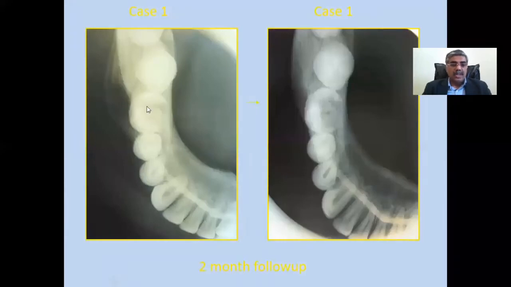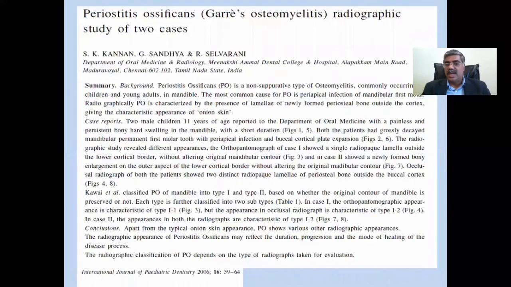Once the source of infection is removed, there will be gradual, slow remodeling of the bone. And these two cases have been published as a paper by me and my colleagues. The title is Periosteal ossificans, radiographic study of two cases. It was published in the year 2006 in the International Journal of Pediatric Dentistry.